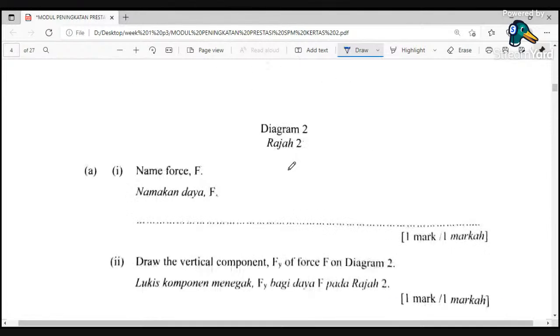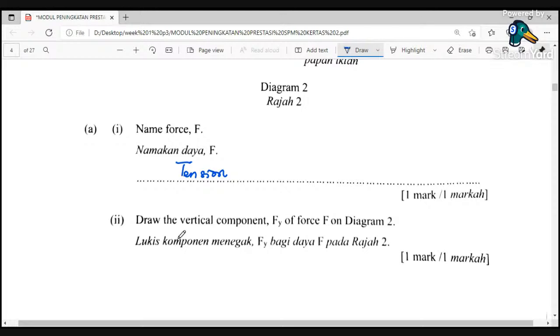Name force F. We call it tension. Ataupun daya tegangan, tension force. Okay, one mark.